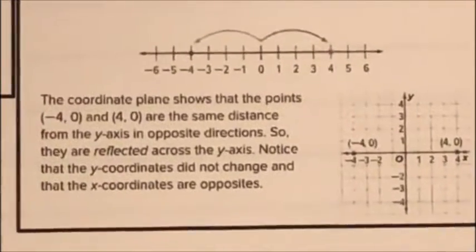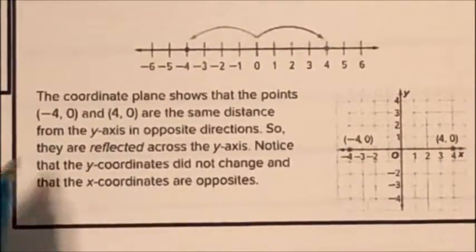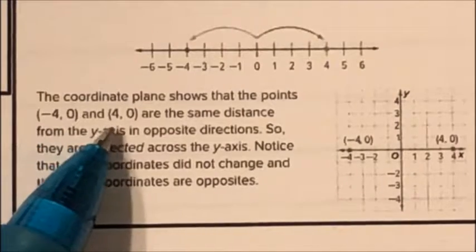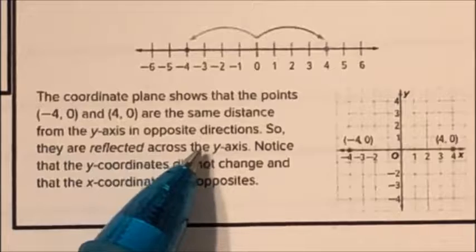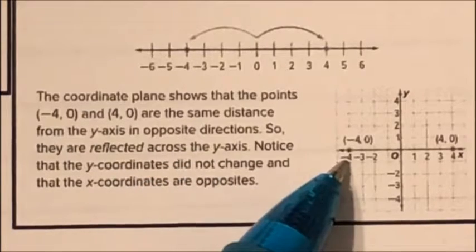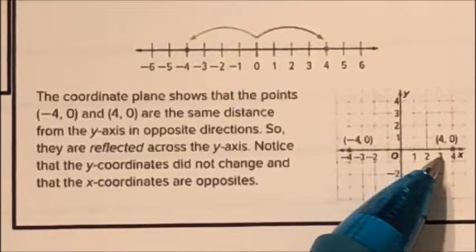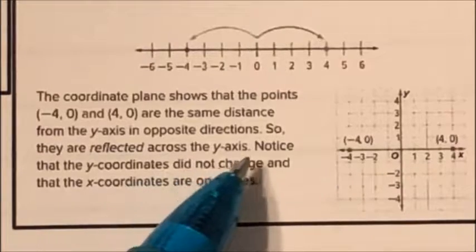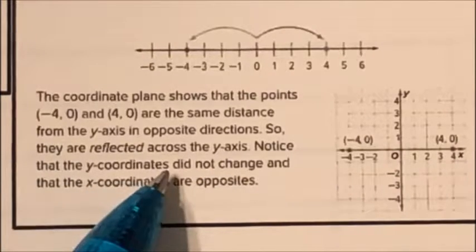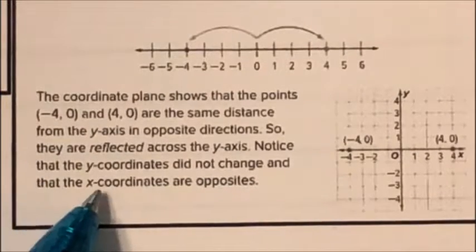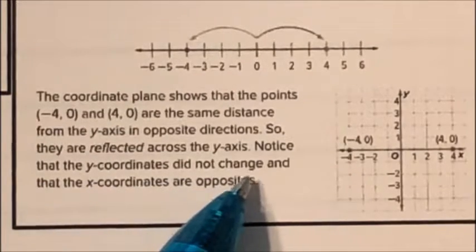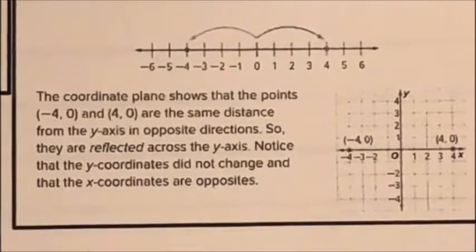The coordinate plane shows that the points (-4, 0) and (4, 0) are the same distance from the y-axis in opposite directions. So here's (-4, 0), and here's (4, 0). So they are reflected across the y-axis. Notice that the y-coordinates did not change and that the x-coordinates are opposites.